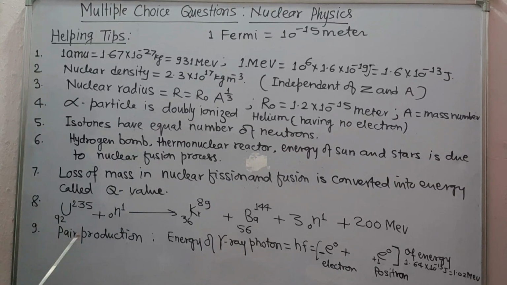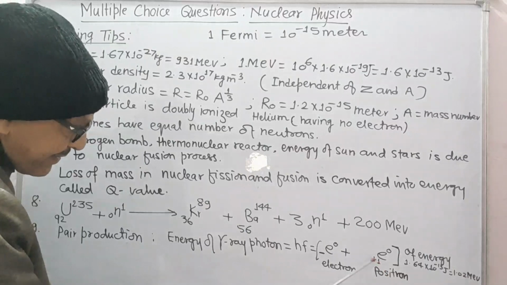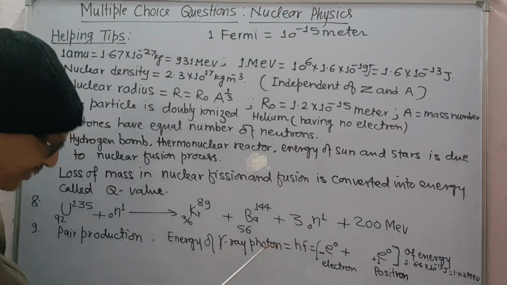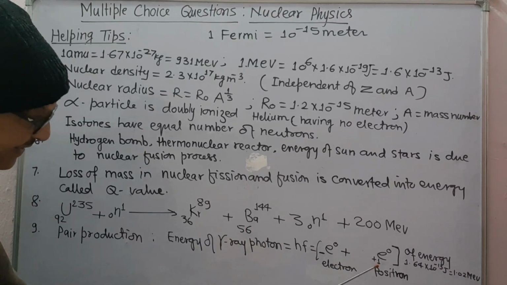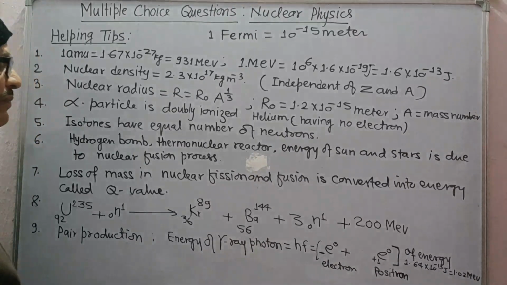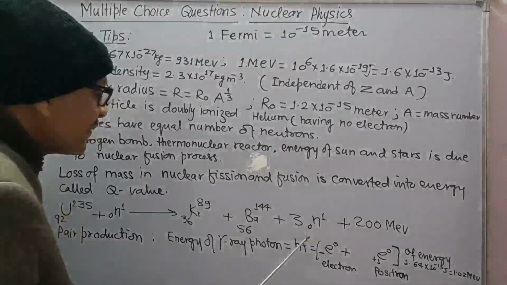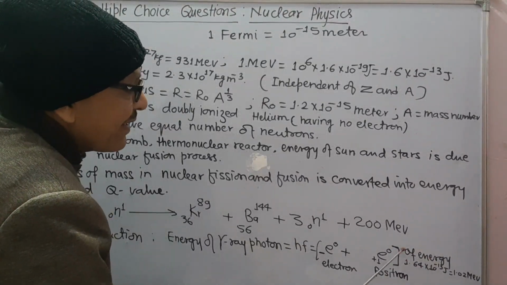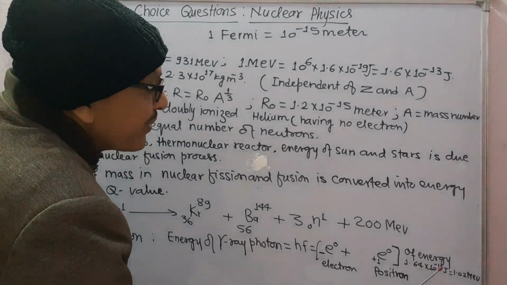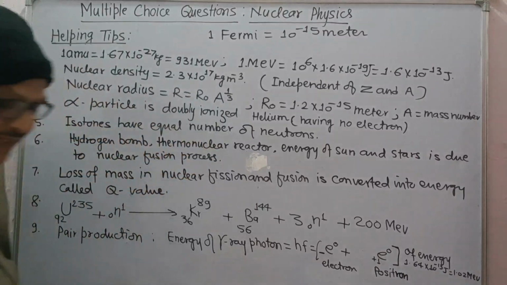Next, pair production is the production of an electron and its antiparticle positron when a gamma ray photon of sufficient energy strikes a material. The energy of the incident gamma ray photon must not be less than 1.64 × 10^-13 joule, or equal to 1.02 million electron volt.